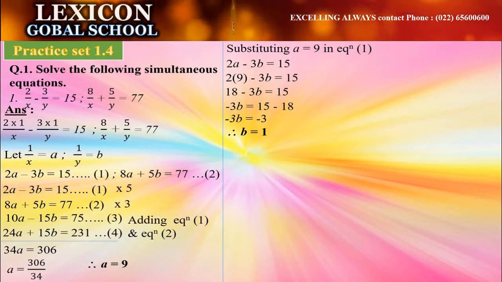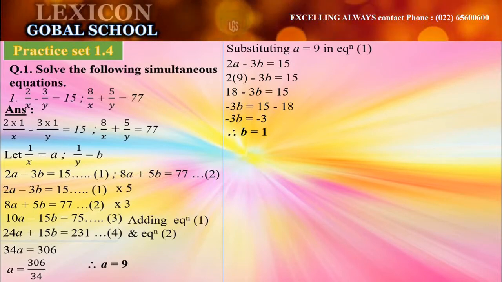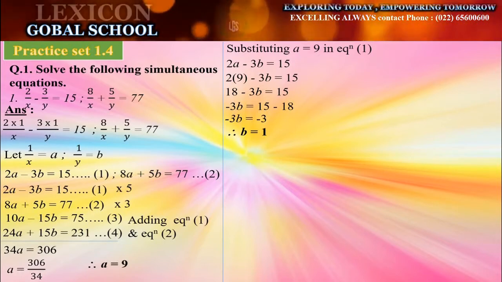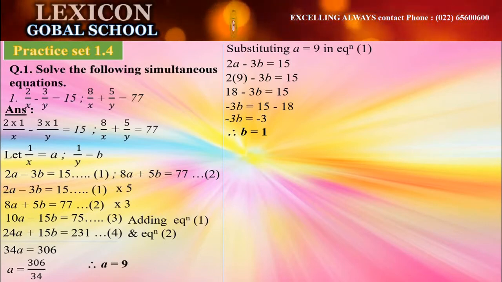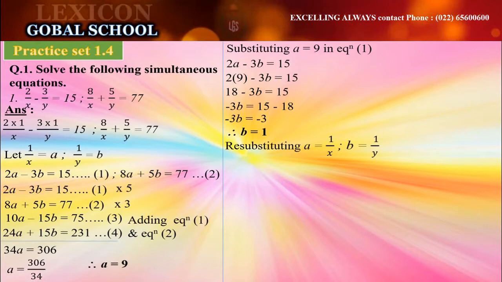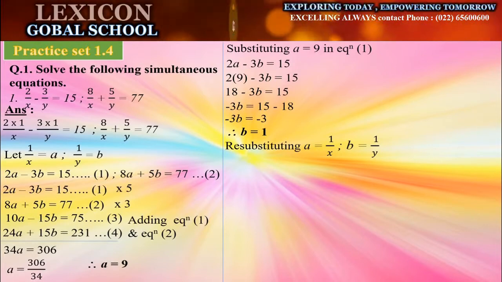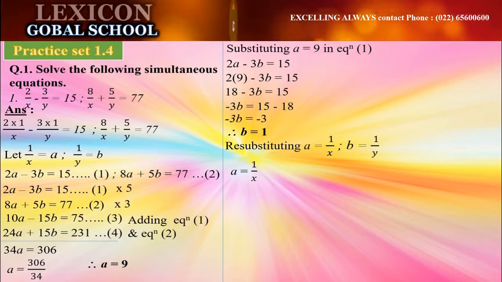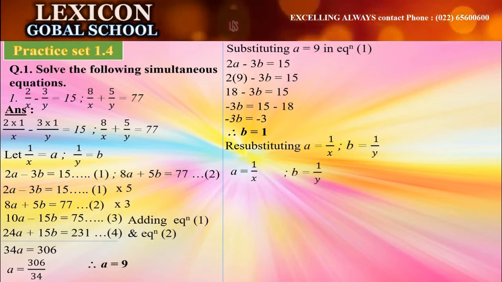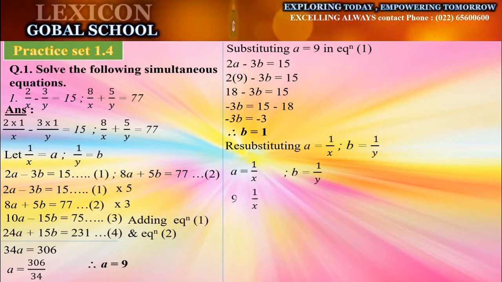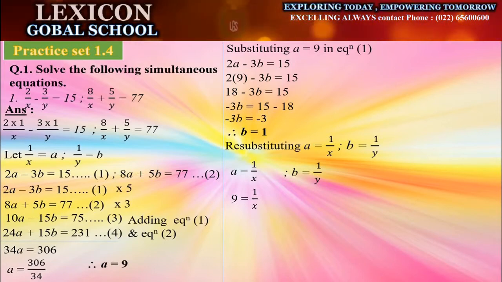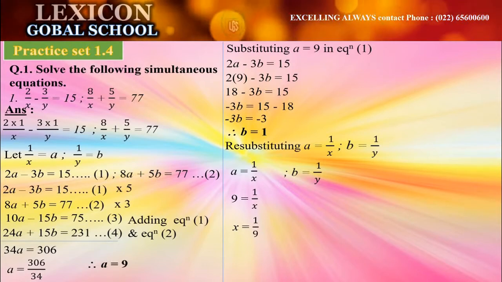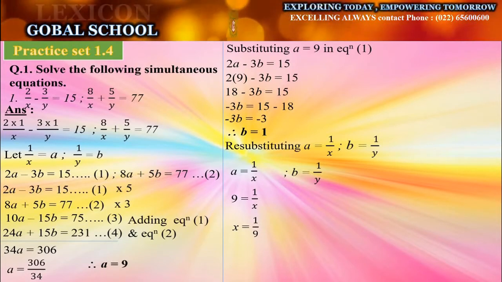Now I got the values of a and b, but a and b are not there in the question, we have substituted them. The question has variables x and y. So now we have to resubstitute. Resubstituting, a is equal to 1 upon x and b is equal to 1 upon y. Instead of a, we substitute 9 is equal to 1 upon x. x will go in the numerator into your LHS and 9 will come in the denominator of RHS. So x is equal to 1 upon 9.